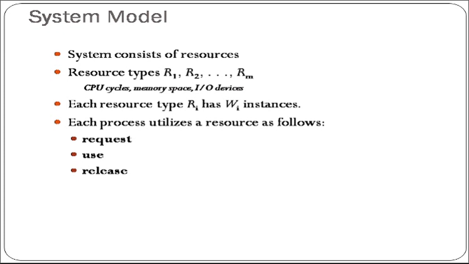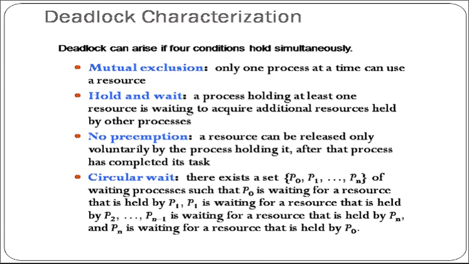Now each process utilizes these resources in three steps. First of all, the process requests the resource. When it gets it, it uses the resource, and after using it, it releases the resource. Now when we consider deadlock, for deadlock to occur, there are four conditions that should hold simultaneously.